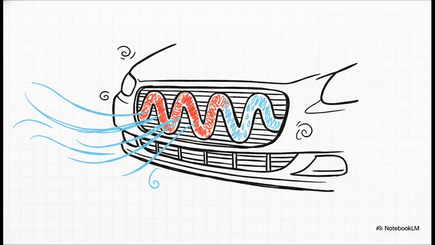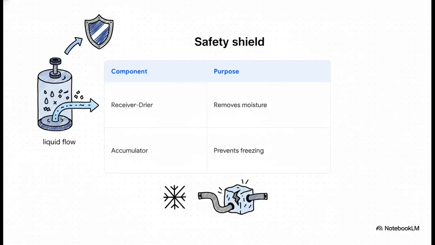The gas condenses down into a high-pressure liquid. Boom, we've successfully dumped the cabin heat to the outside world. Before we move on to the chilling phase, that newly formed high-pressure liquid has to pass through a vital checkpoint, the receiver dryer, sometimes called an accumulator.